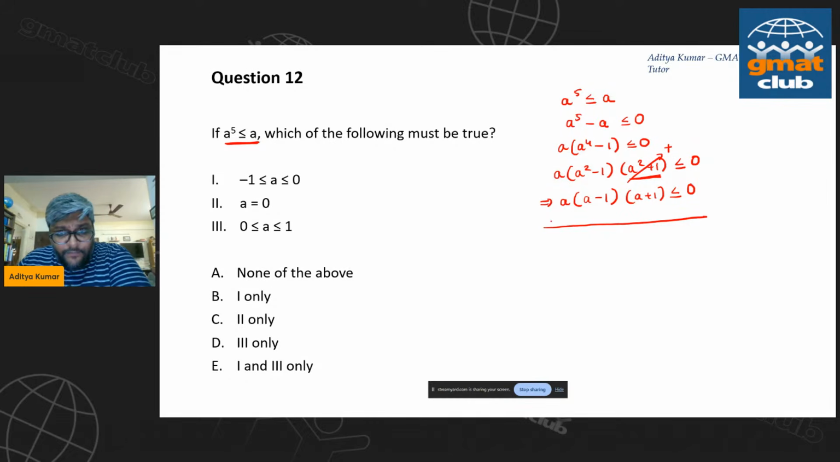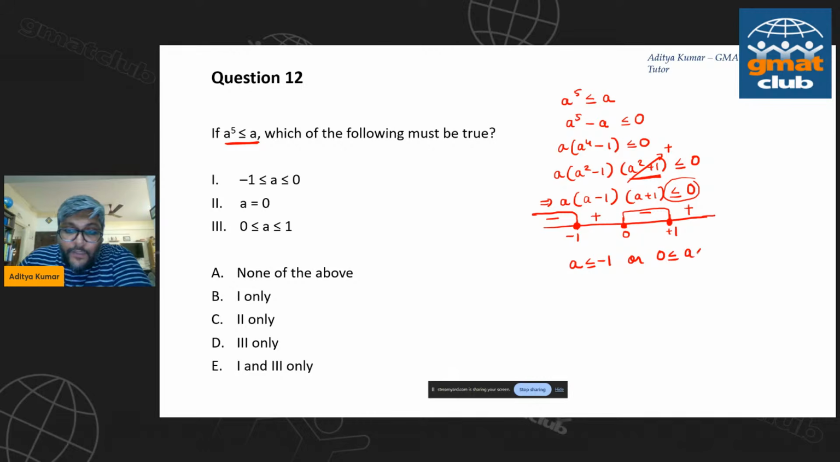Now I would work with it. So what are they telling me? I have the roots as minus 1, 0, plus 1. Some of you would have made a mistake here, or wouldn't have put 0 as part of your solution. 0 is also a solution. Now start with the extreme rightmost region. Plus, minus, plus, minus. The right hand side is less than or equal to 0. So I need the negative portions inclusive of the boundaries. This is also a negative portion inclusive of the boundary. So what is the solution here? A is less than or equal to minus 1 or A is between 0 and 1 inclusive.